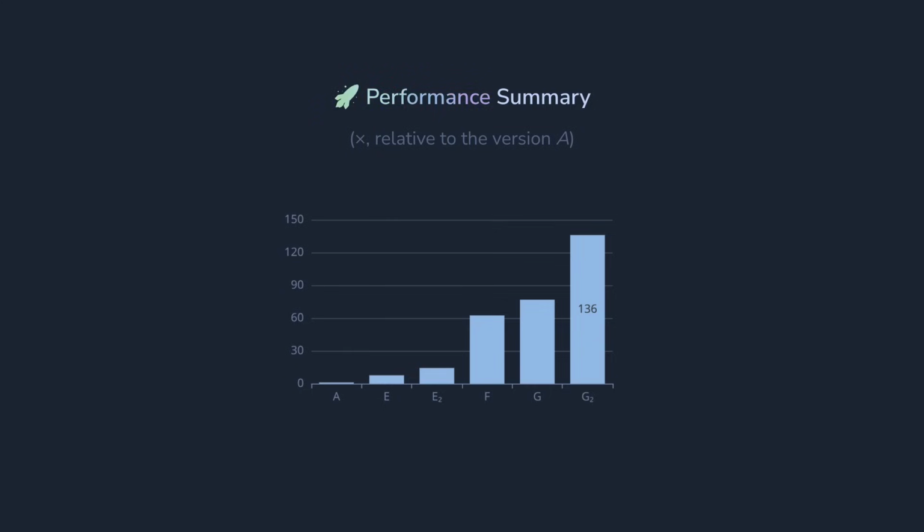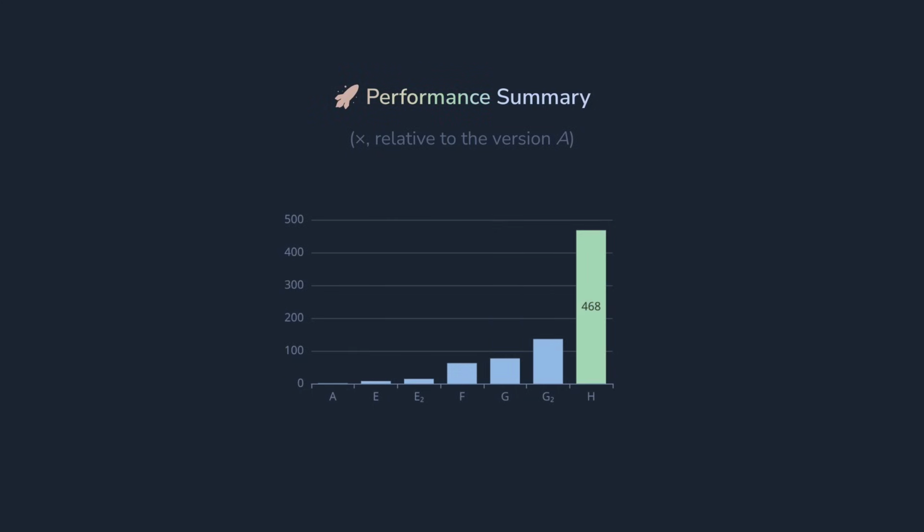Let's check how it performs. I got just 6.4 milliseconds for this implementation, which is 3.4 times faster than the single branch version and 468 times faster than version A. So we're getting closer to the number I promised you in the title.